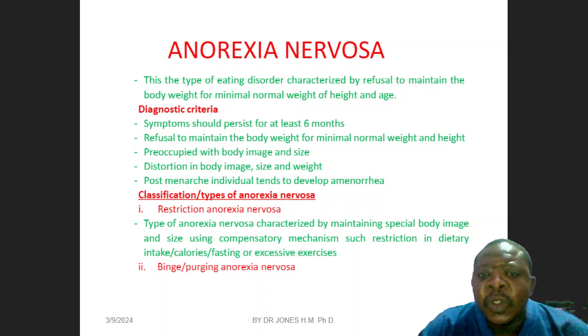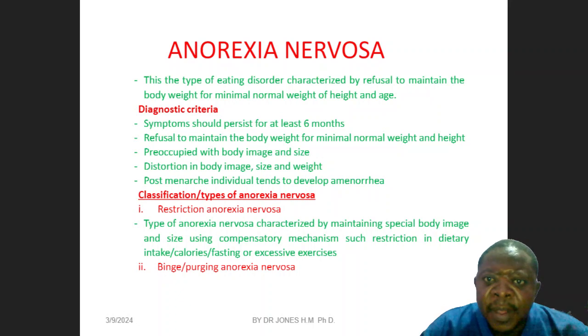The other diagnostic criterion is refusal to maintain the minimal normal body weight for height. So we have recommendations of weight by height and also age. For an average female adult, the weight is 55 to 65. The average weight for a male adult should range from about 65 to 70. And we also have the body mass index, which shows weight recommendations. All those can guide us to come up with a diagnosis of anorexia nervosa.